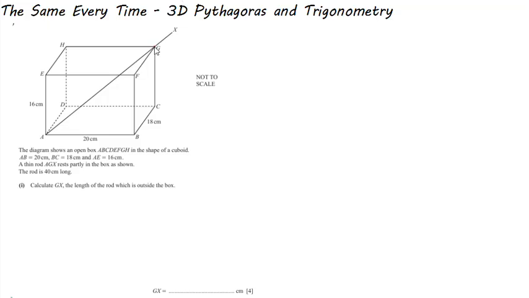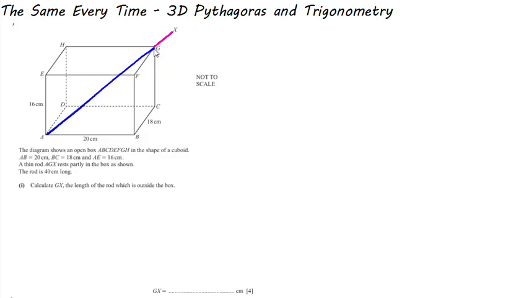So what they want from us, first of all, is this. They want that length just there. Well, I think the method for this is going to be to find the length of the rod just there, inside the box, and then the entire length of the rod from A to X is 40 centimeters. So if I subtract the part I've put in blue there from 40, I should get the length from G to X. Now, of course, we did say that a lot of this is going to be the same every time.